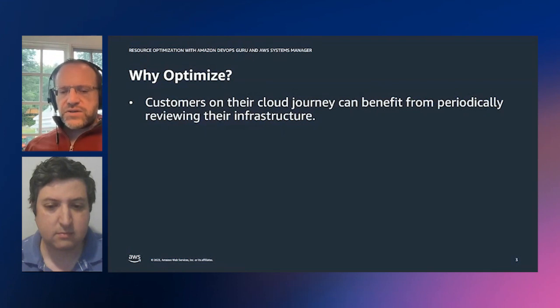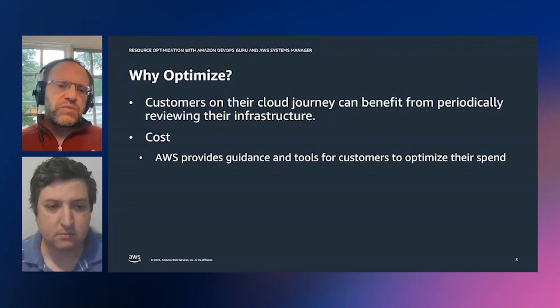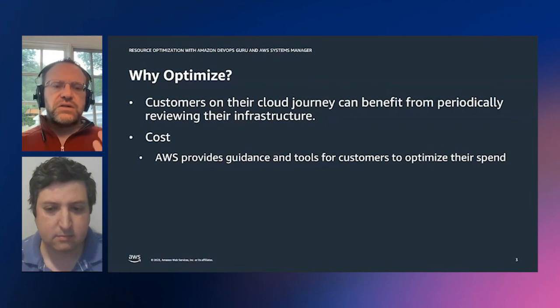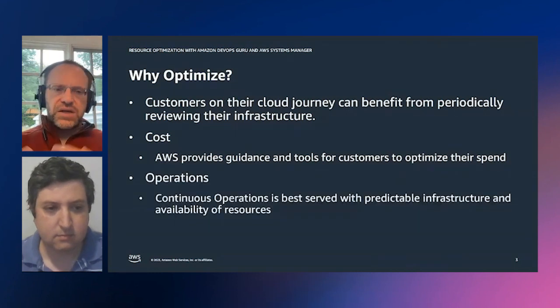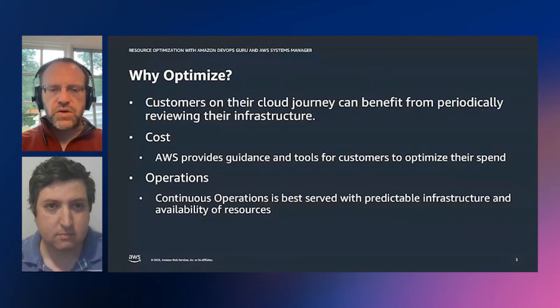And so why do that? There are two primary advantages for our customers. The first is cost. We provide guidance and tools for customers to optimize their spend on AWS. Our objective here is to help you achieve your outcomes in an optimal way, cost being the first lever of that. But secondly, from an operations perspective, continuous operations is best served with predictable infrastructure and the availability of resources. If you have too much or not enough of something, it can really cause operational problems. So cost aside, you can really run into operational challenges.